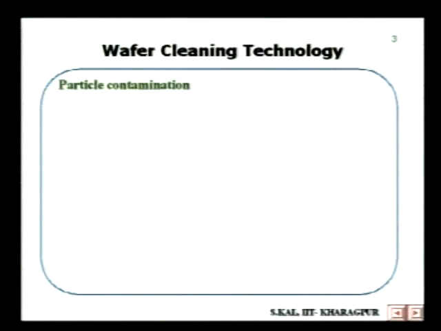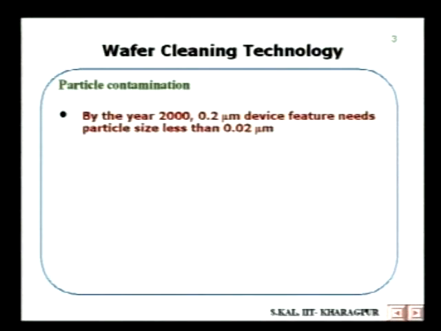Now, on particle contamination, I will discuss that particular topic in a little more detail: what the sources of particles are and how they affect devices. By the year 2000 or 2001, that means at the present moment, a 0.2 micron device feature needs particle size less than 0.02 micron.